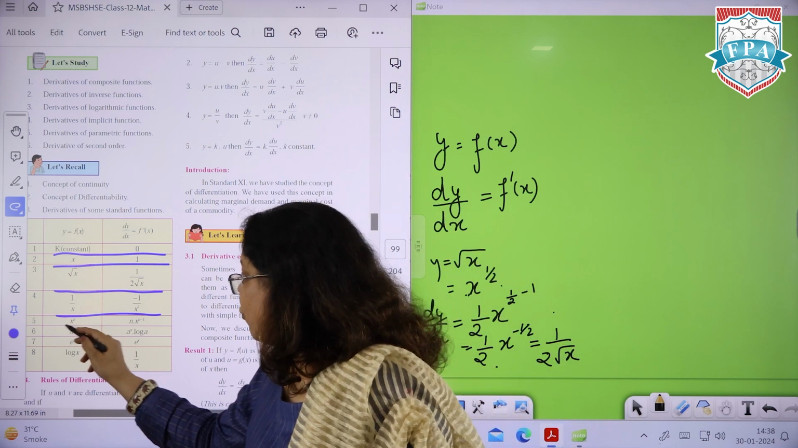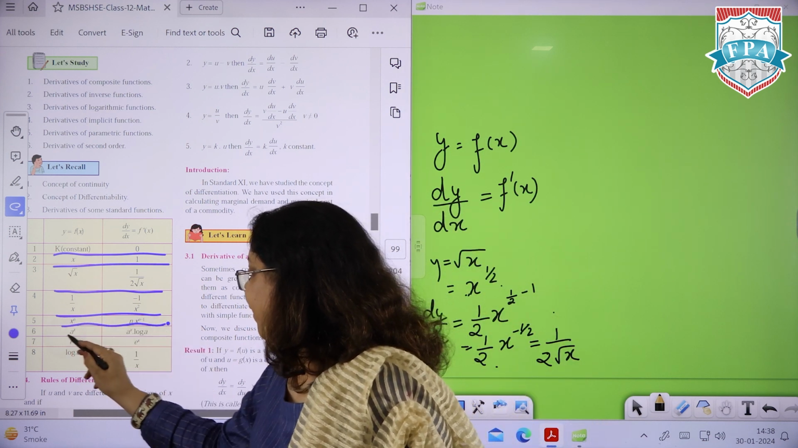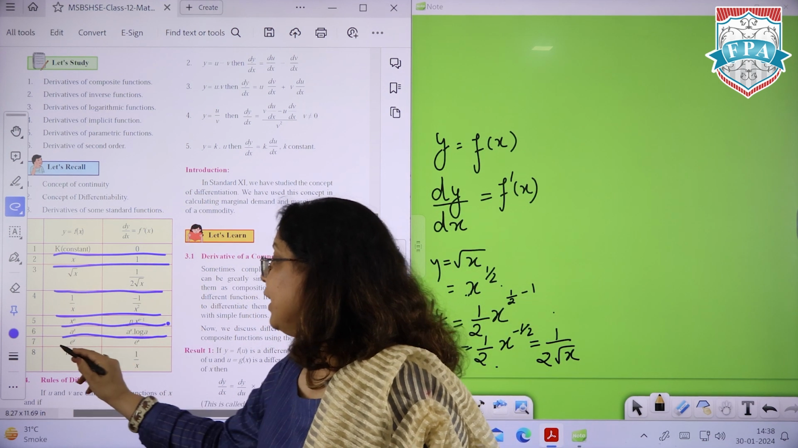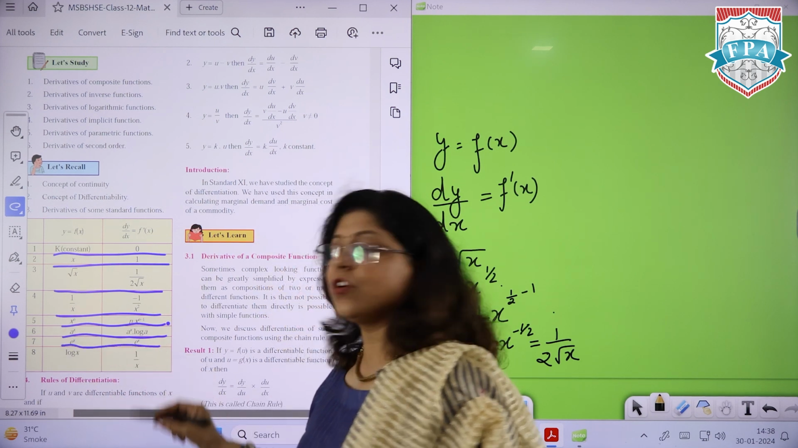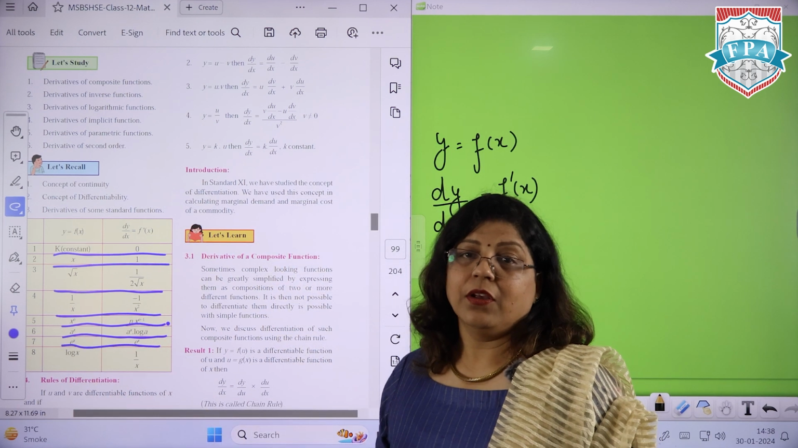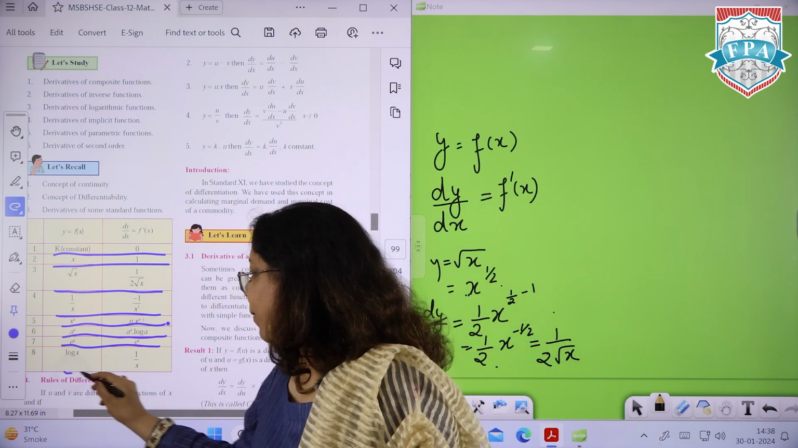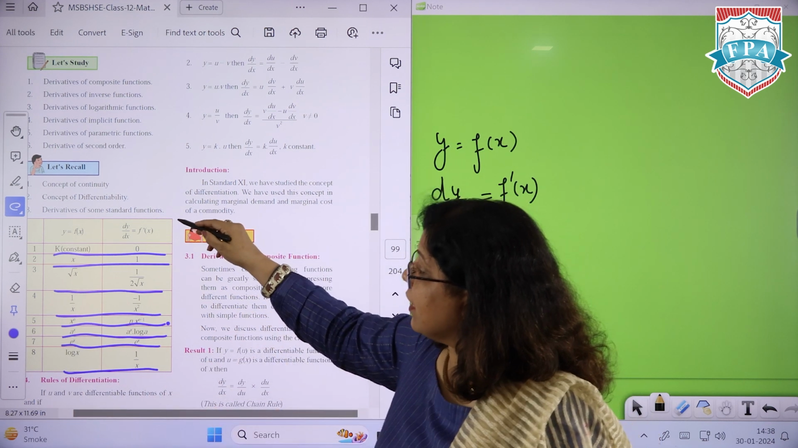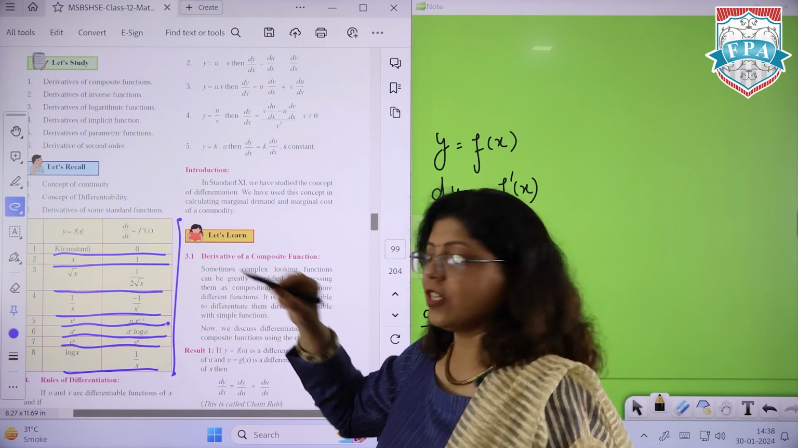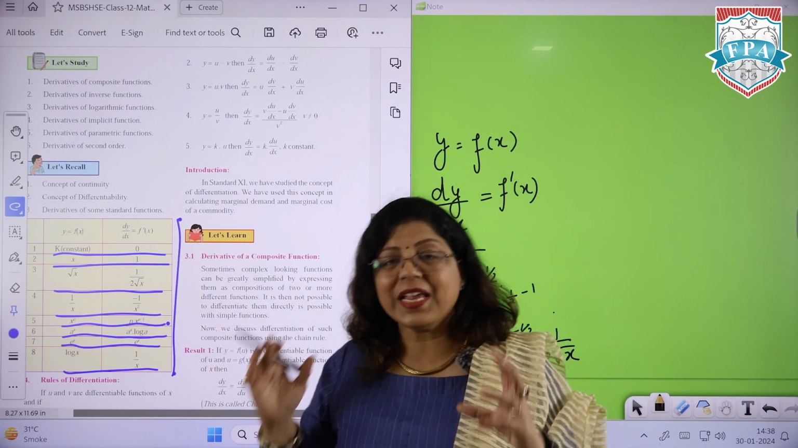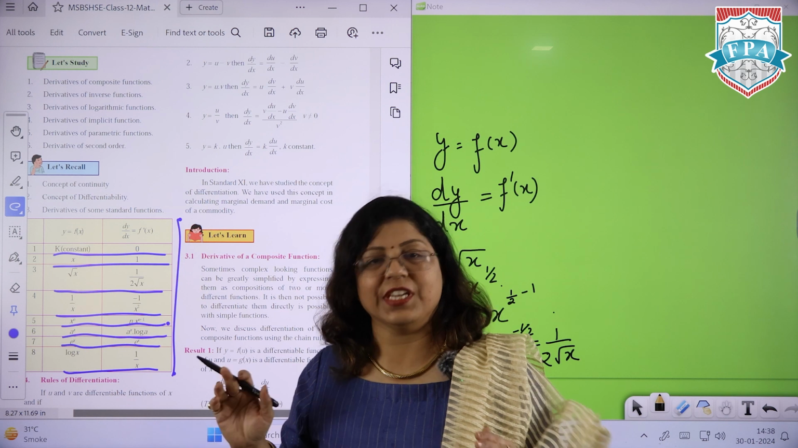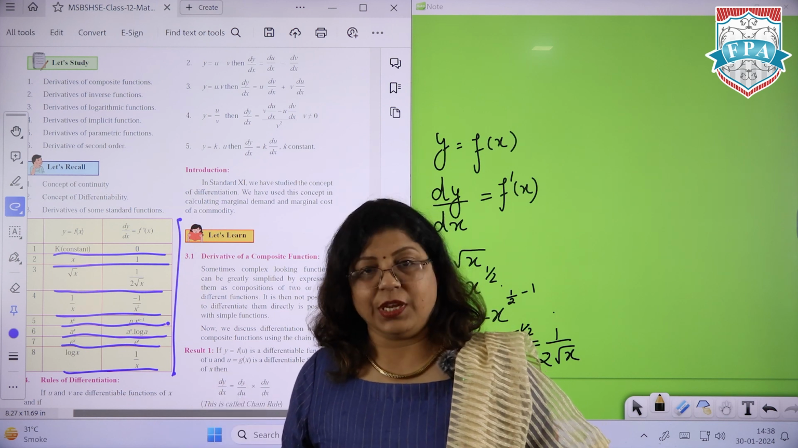Next is your a to the power of x, which is a to the power x log a, and e to the power x, which is e to the power x, because log e is 1. So we will be avoiding that part, and log x, which is 1 by x. So this is the list of the formulae which is there in your textbook also. These are the basic formulae for differentiation which we'll be using.